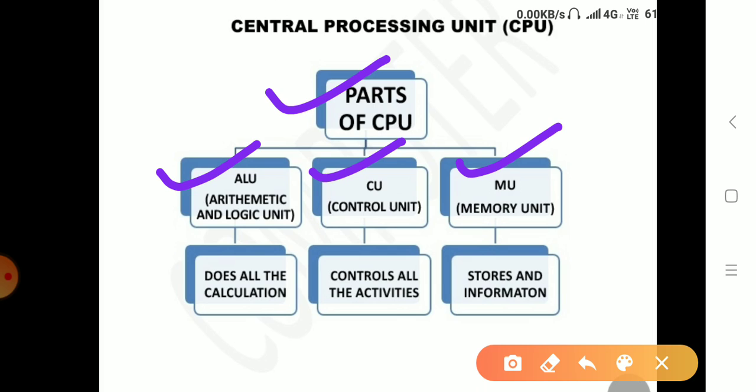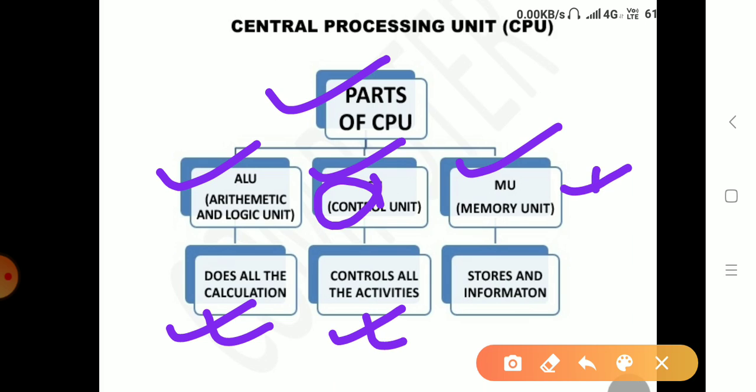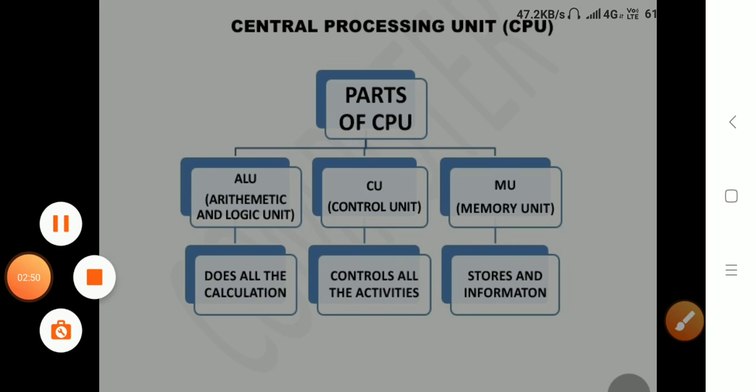Now let's see what the function of the arithmetic and logic unit is. The function of ALU is that it does all the calculations of the computer. CU, that means control unit, as the word states, controls all the activities of the computer. And the memory unit, now you could easily recognize its use. Memory unit is used to store data and information.